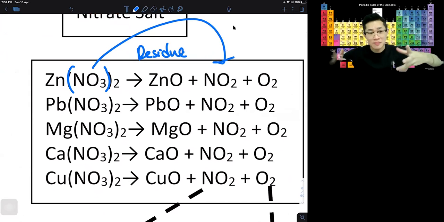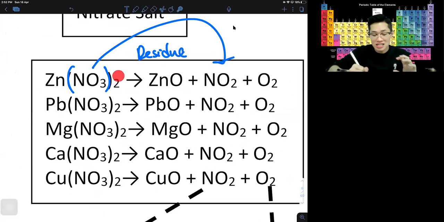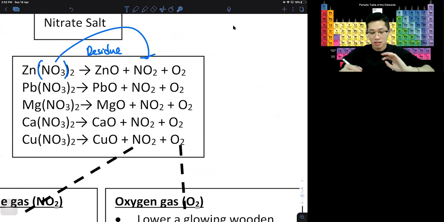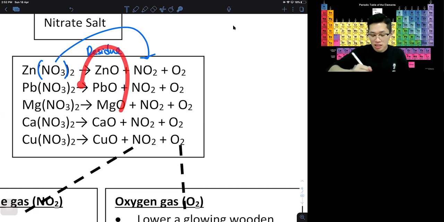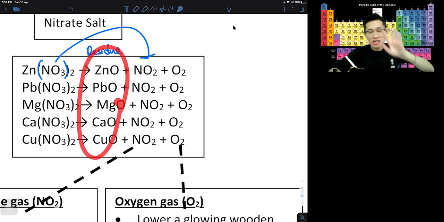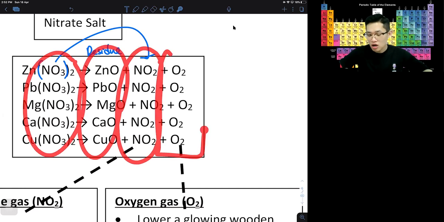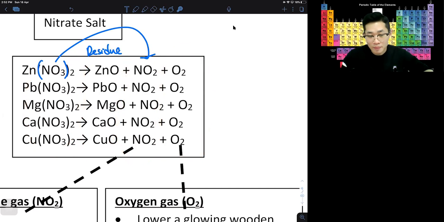It still has a bracket. That means there are other things inside. So this is why it produces one additional gas, O2. O2, that's all. So everything is the same. All metal oxide is either CO2 or NO2. But these come with one extra O2 gas.